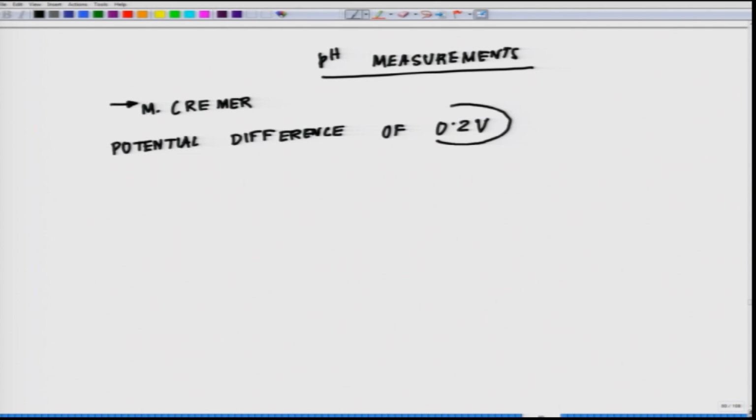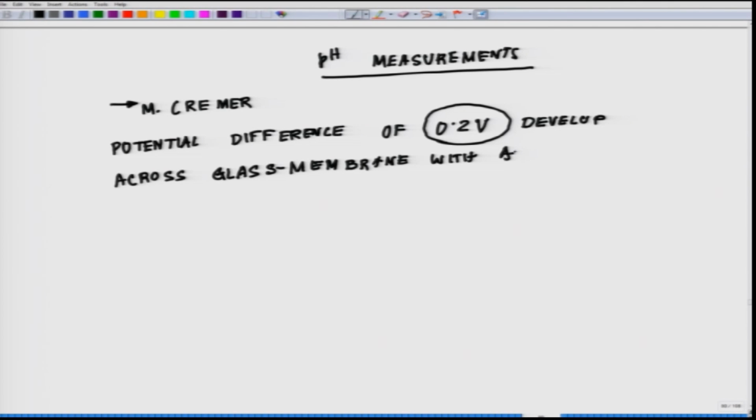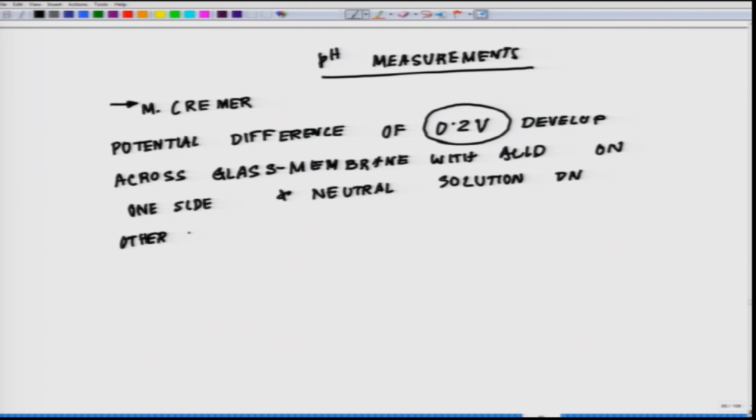A potential difference of 0.2 volt develops across a glass membrane with acid on one side and neutral solution on the other side.